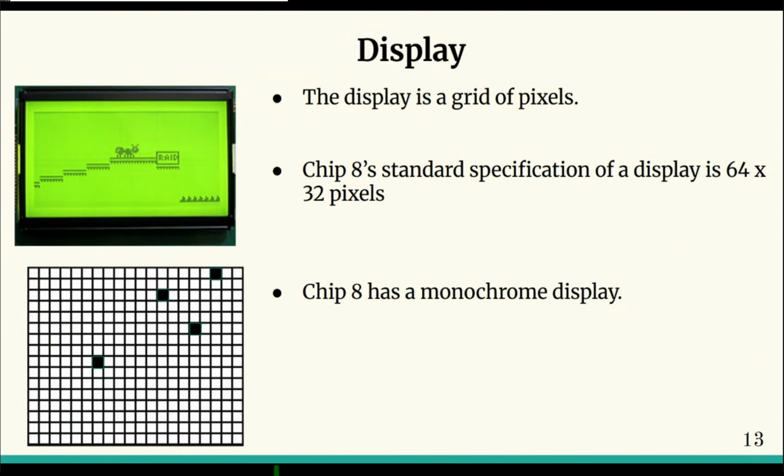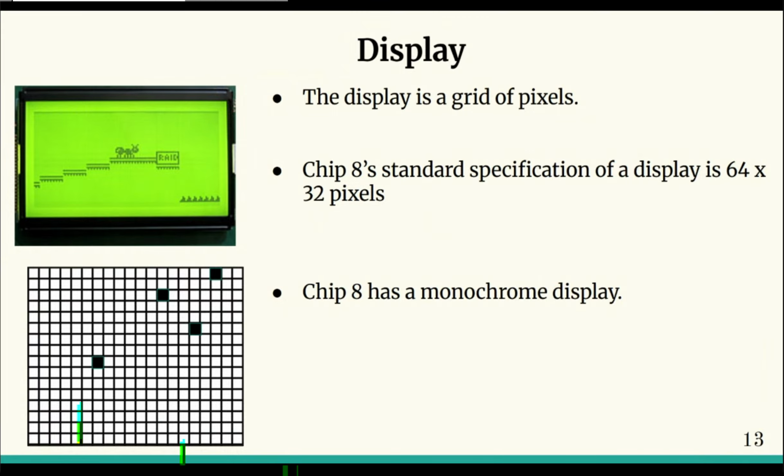Thank you, Tanmay. I'm Sadhna, a mentee under Chipmunks, and I'll be explaining the display module. Think of the display module as a grid of pixels. As mentioned, Chip-8 has a 64 by 32 display, which just means it has 64 rows and 32 columns, which is a total of 2048 pixels.